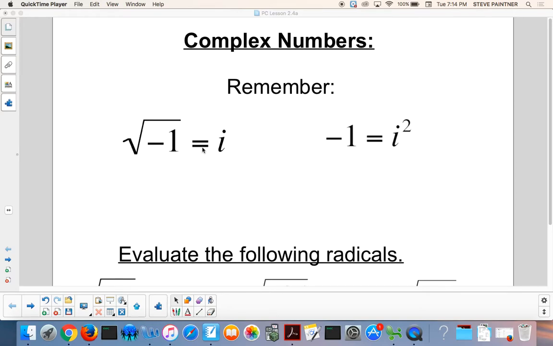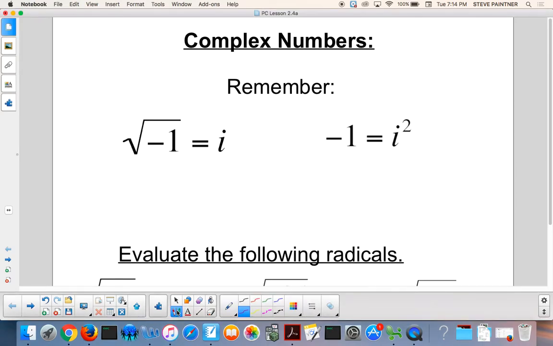Okay, here we go. This is 2.4, day 1, and probably day 2. We're going to talk about the complex number system. Okay, so here's where we're going. Complex numbers, just so you remember what it is, it's all about imaginary numbers.